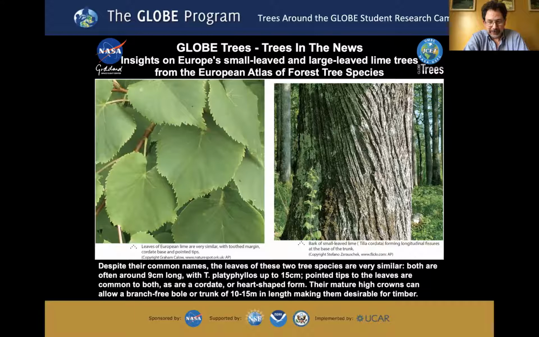So one suspects those of you that are in Europe will be able to go out and find some lime trees and basically leverage this content pretty easily. Of course, doing it safely, considering the conditions we're all living under. At any rate, next slide.